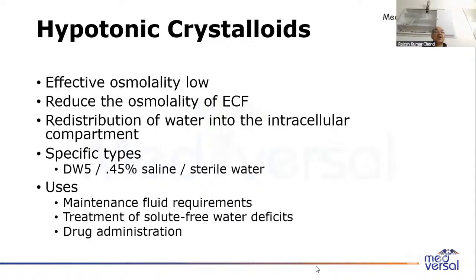Hypotonic fluids have effective low osmolarity. They reduce the osmolarity of extracellular fluid, and they result in redistribution of water into the intracellular compartment. Specific types of fluids are 5% dextrose, 0.45% saline, sterile water, and their uses are maintenance fluid requirements, treatment of solute-free water deficits, and dilution of drugs for drug administration.